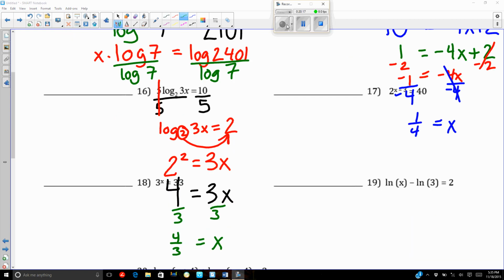So 16 should equal 4/3, or you could say 1.3 repeating. Either one of those would be fine. 4/3 probably the better answer since it's a never-ending decimal, but 1.33 or 1.3 repeating, that'd work too. Either or.